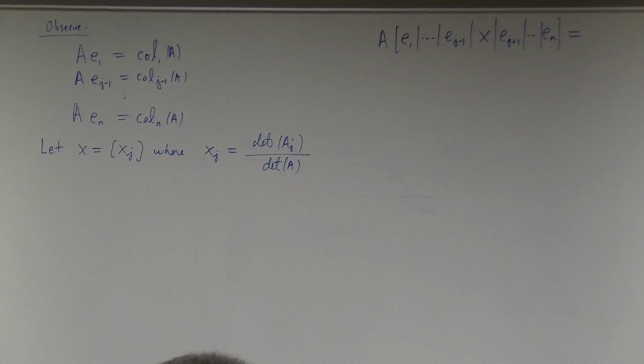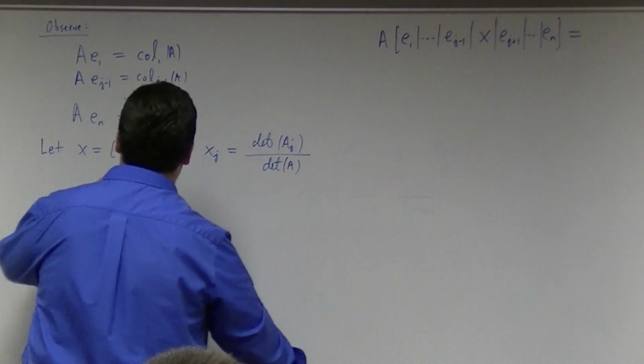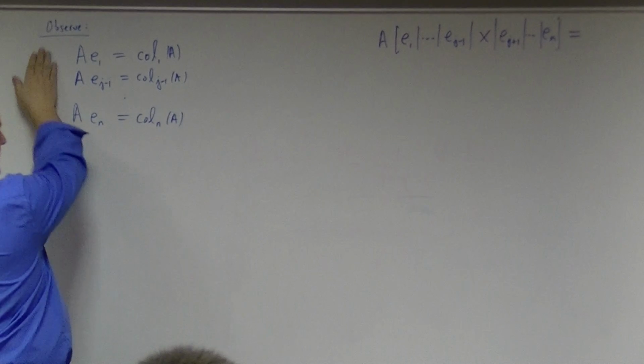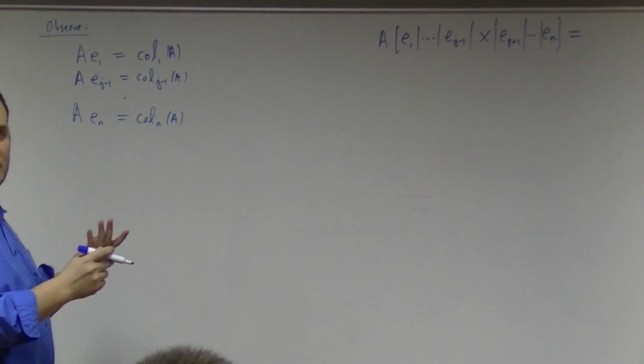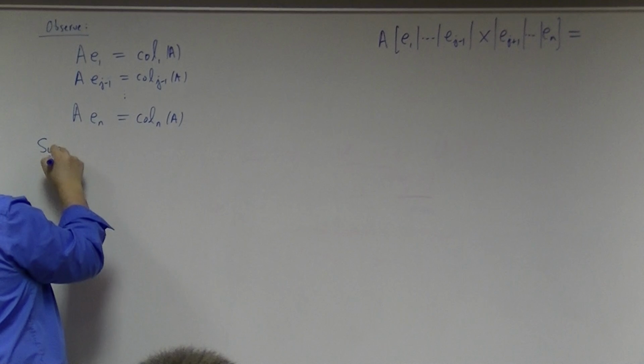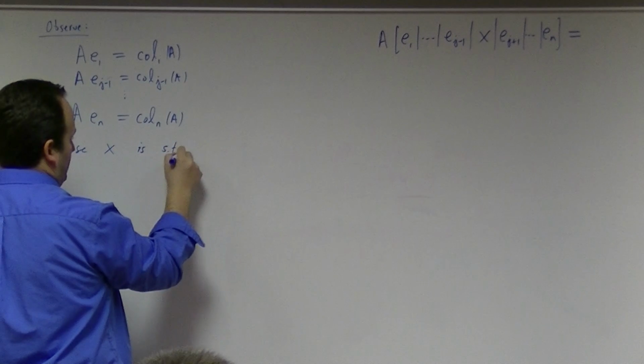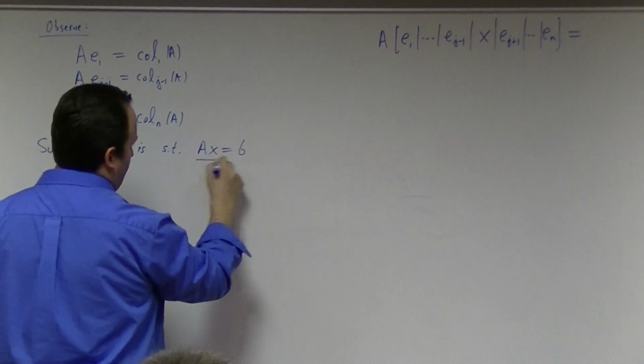That's not quite the logic here, guys. I realize now. I shouldn't say let this be that. What I really should say is, okay, these are identities, right? Suppose X is a solution. All right, suppose X is such that AX is equal to B, all right?